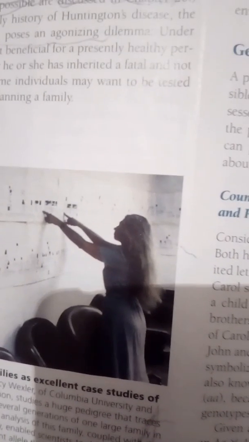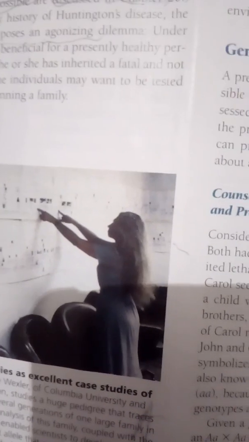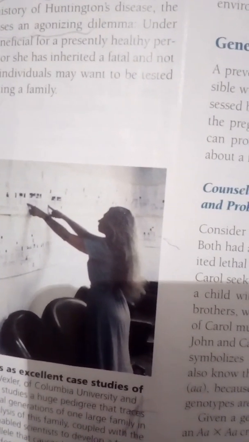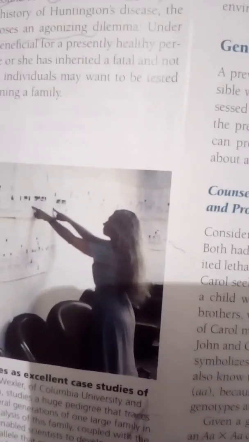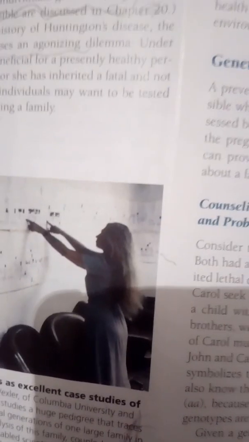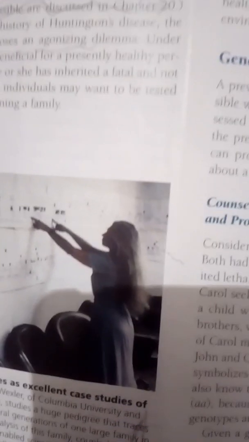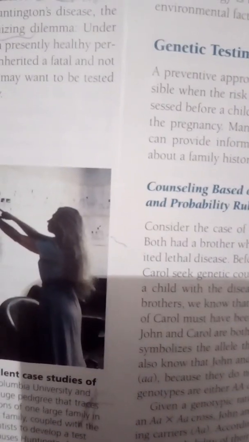According to the rule of multiplication, the overall probability of their firstborn having the disorder is 2/3, the chance that John is a carrier, multiplied by 2/3, the chance that Carol is a carrier, multiplied by 1/4, the chance of the two carriers having a child with the disease, which equals 1/9. Suppose that Carol and John decide to have a child. After all, there is an 8/9 chance that their baby will not have the disorder.